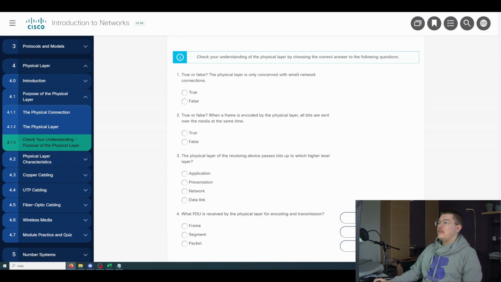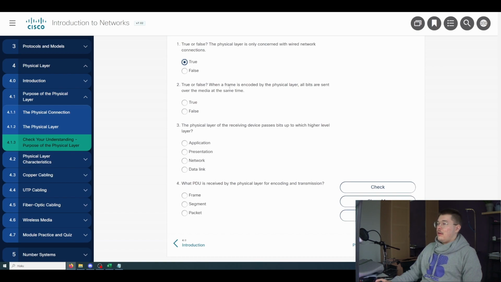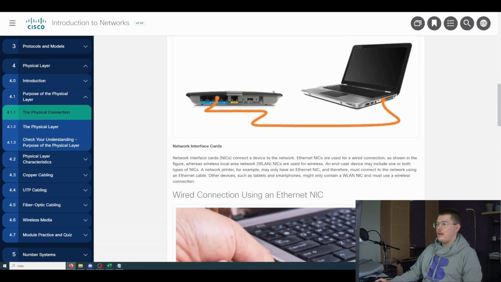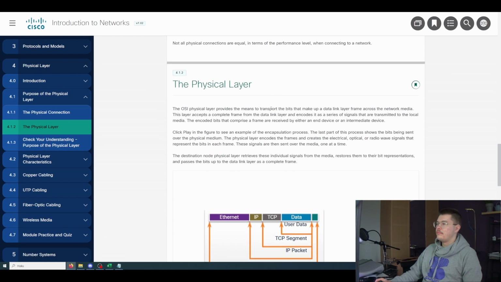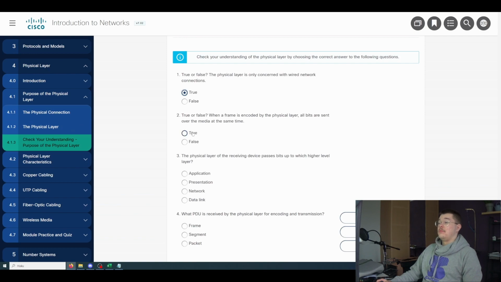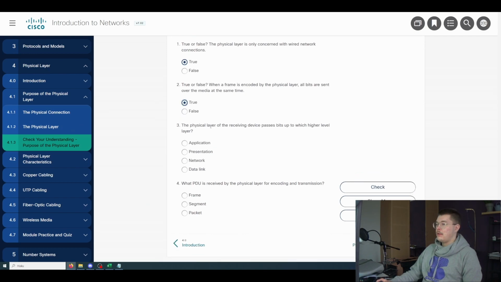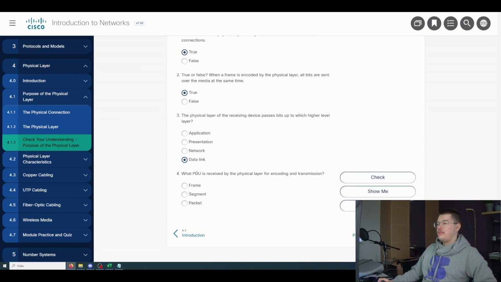Is only concerned with wired network connection. When a frame is encoded by the physical layer, all bits are sent over the media at the same time. Now I have to look it up because I'm not sure. Gosh. How? The physical layer of the receiving device passes bits up to which higher level? I think it was data link. What is a PDU?